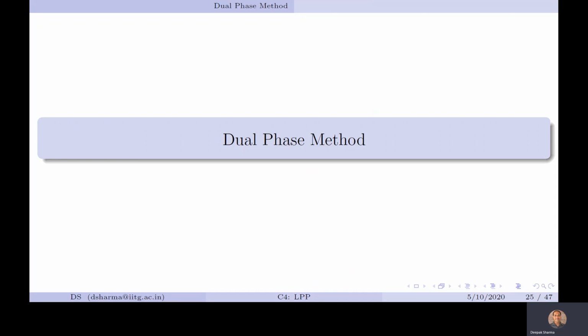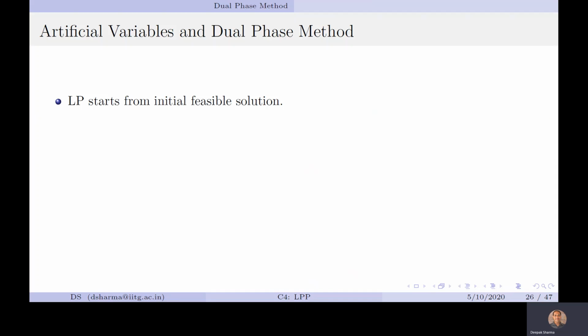But there is another method called the two-phase method. In this two-phase method, you will realize that there are certain changes in the set of constraints. In that case, we need some variables called artificial variables in our formulation. And as soon as the artificial variables come into the picture, we have to use the two-phase method.